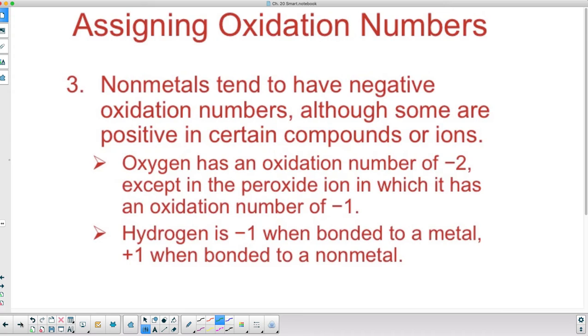What are we talking about? Oxygen has a -2 99% of the time unless it's peroxide. Peroxide looks like this. Well, first of all, regular oxygen exists as O with a -2, like that, whereas oxygen like this would have 0.